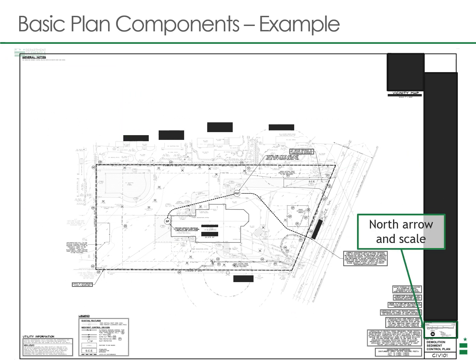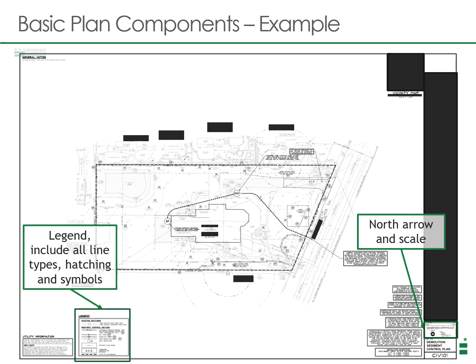The north arrow can be on the plans or on the title block. There must be a graphic scale that is correct and matches the plans. There's a legend required, and all line types, all hatching and symbols that are shown on the plan should be in the legend and should be consistent between the legend and the plans.